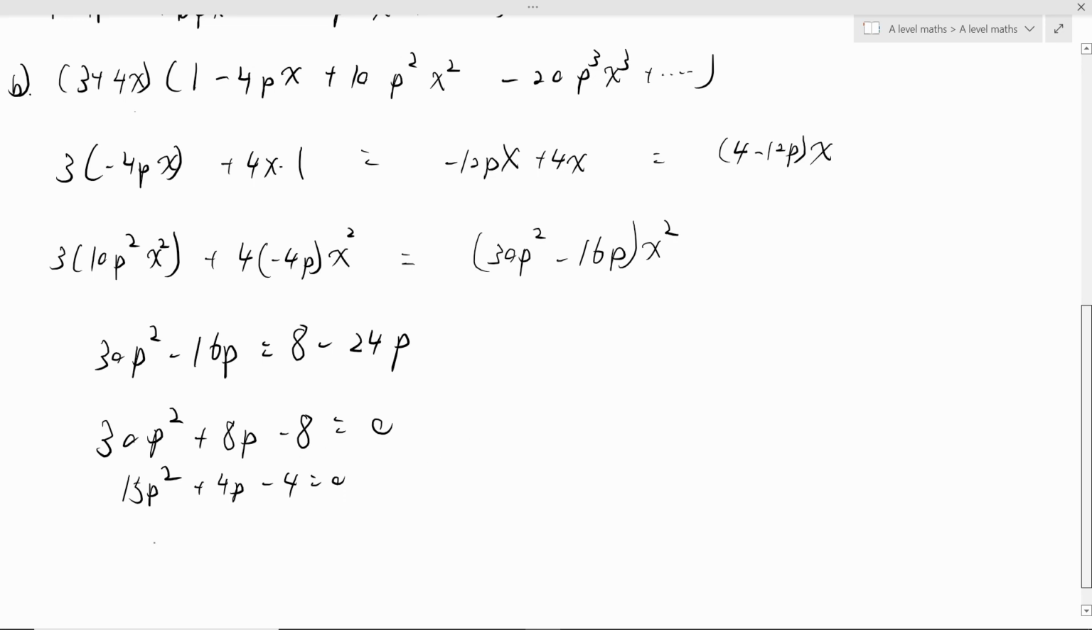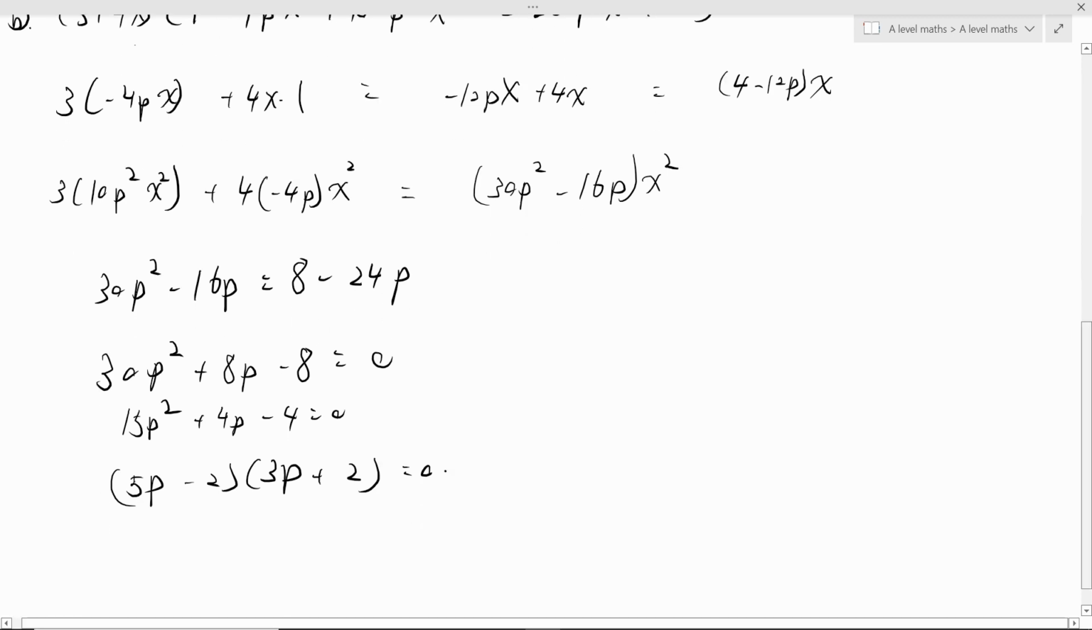Let's try 5p, 3p, 2 plus 2p minus 2p equals 0. Let's verify it. So 5p times 3p gives you 15p squared.